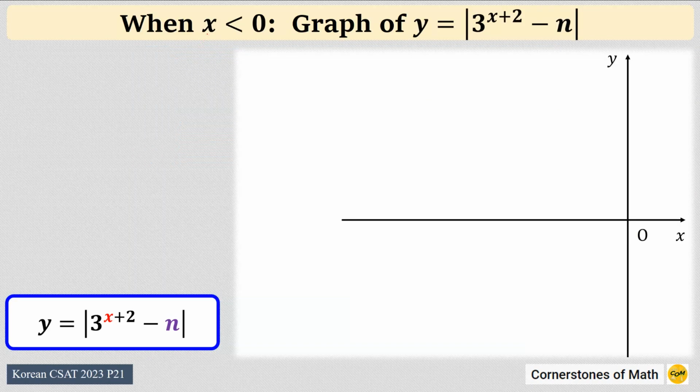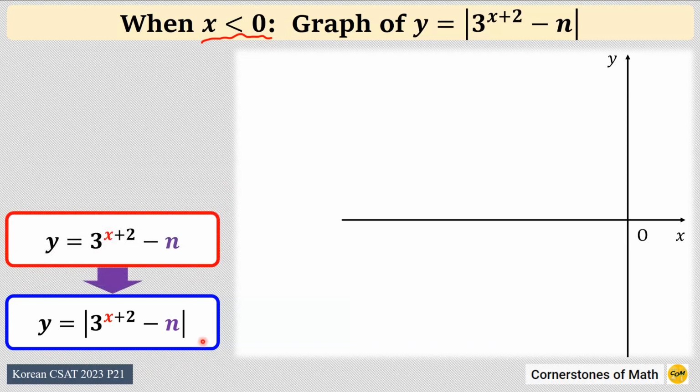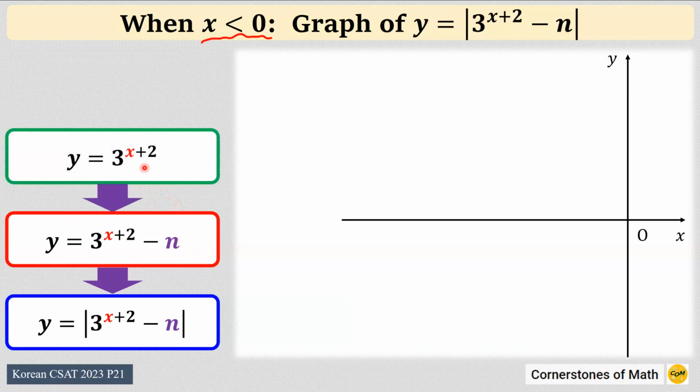Alright, so first, when x is negative, we have to draw the graph of this function. In order to do so, we are doing some kind of reverse process and taking a look at the easier functions first. For example, we must first draw the graph of this function without the absolute value sign. Then we can obtain this graph by simply taking absolute values on this graph. Similarly, the simpler version of this function is this function without subtracting the natural number n.